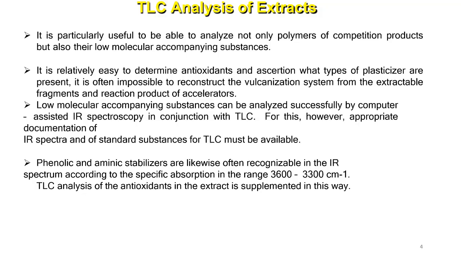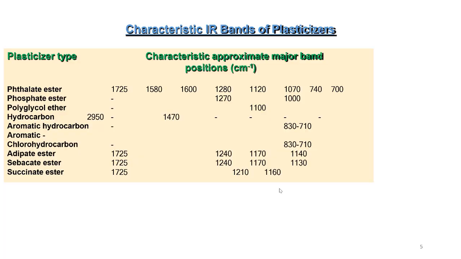Then phenolic and aminic stabilizers are likewise often recognizable in the IR spectrum, which is in the range of 3600 to 3300 inverse centimeters. TLC analysis of the antioxidants is also possible in that way. The different plasticizer types have different IR bands, as can be seen here.